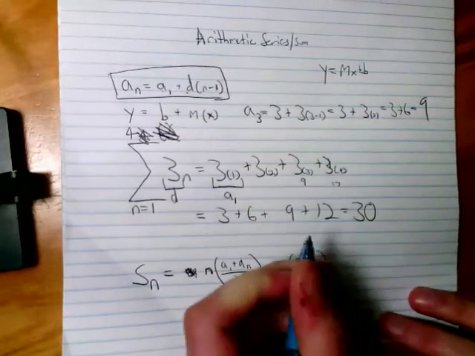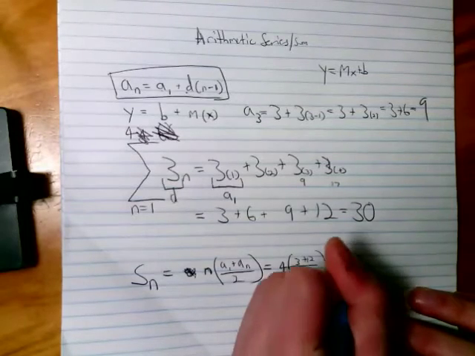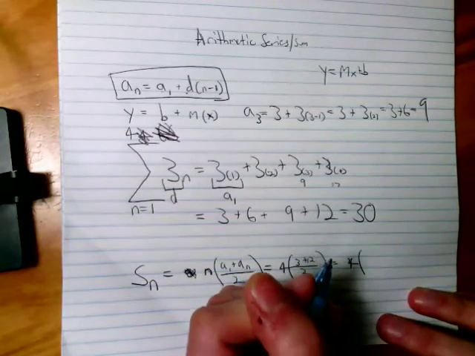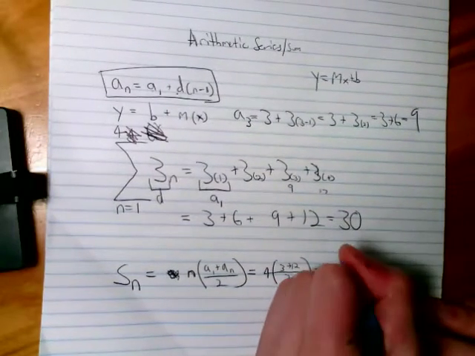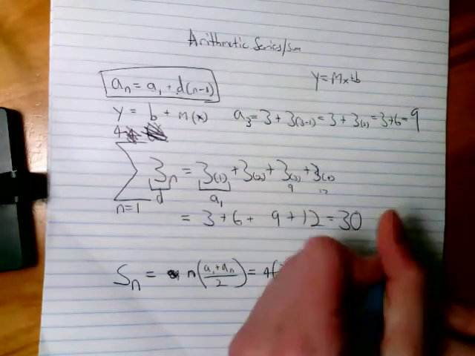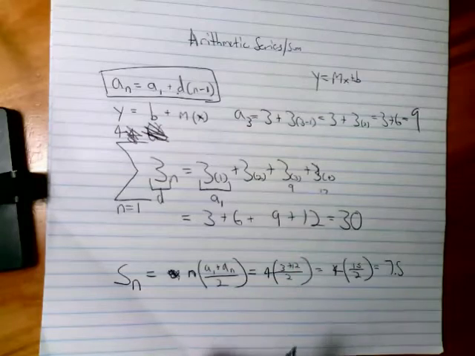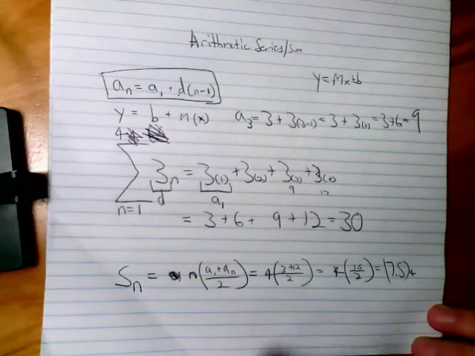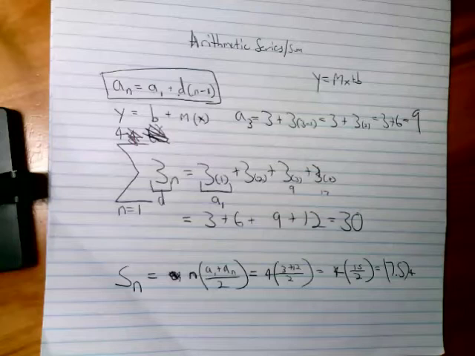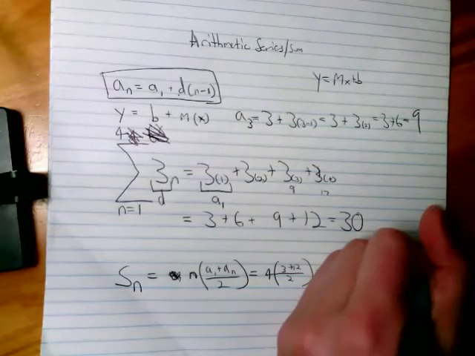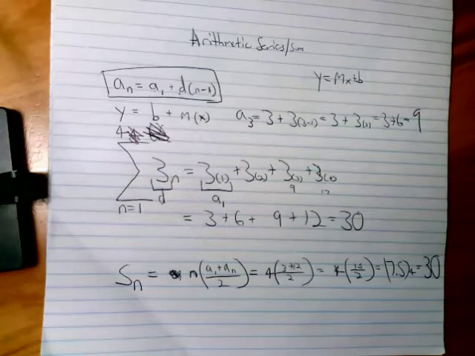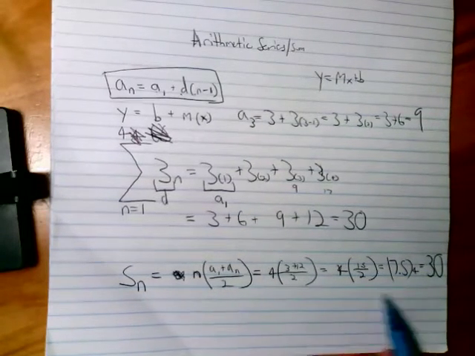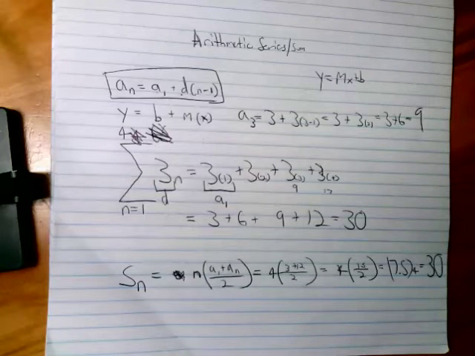Okay, here we go. It's 4 times 15 over 2. And 15 divided by 2 is 7.5, so 7.5 times 4, and that's equal to 30. Boom. That was the actual sum. Just do it on a calculator. Pause the video if you want to.